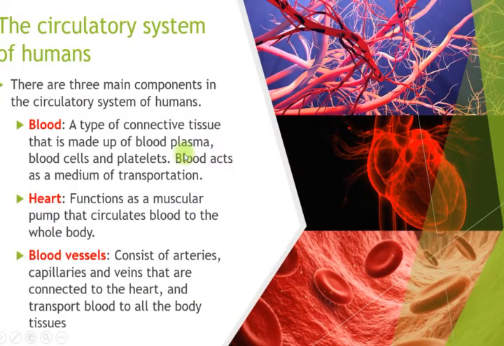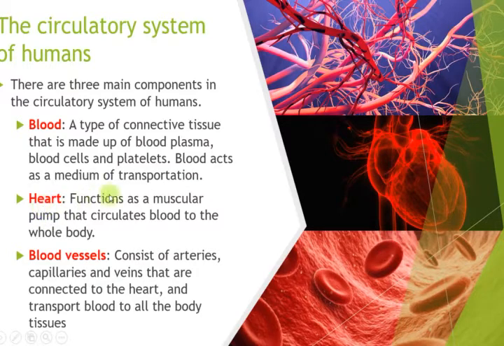Let's go to the introduction of the circulatory system of humans. There are three main components. First, blood. Blood is a type of connective tissue made up of blood plasma, blood cells, and also platelets. Blood acts as a medium of transportation. If a question asks about the function of the blood, you have to answer: a medium of transportation.